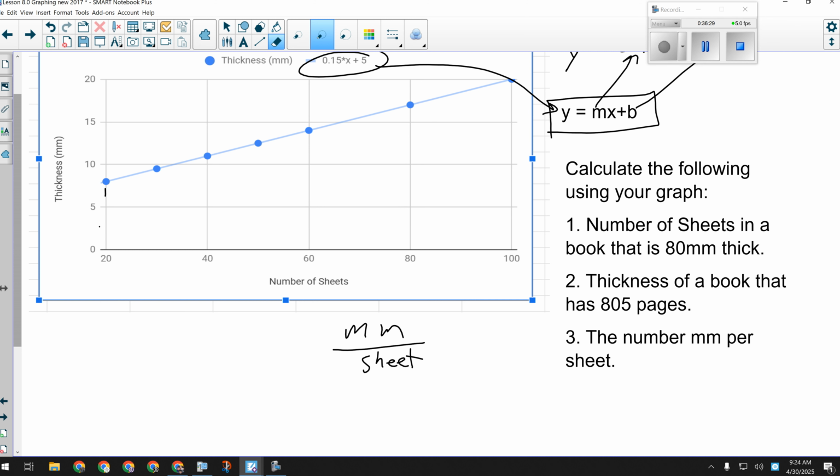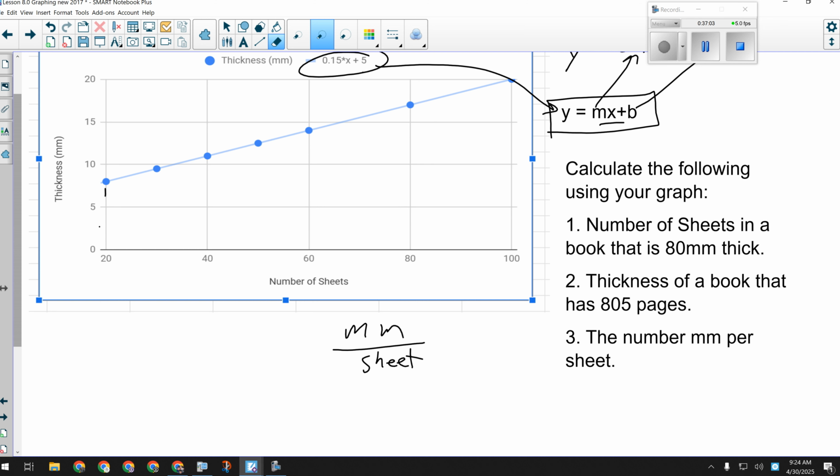X. So they want me to calculate X. And they tell me the book is 80 millimeters thick. What axis is millimeters on? Y. So they told me Y equals 80. Calculate X. Well, I can do that because I know what M and B are. I have 3 out of the 4 parts of that equation. So all I have to do is manipulate to solve for X, the number of sheets.